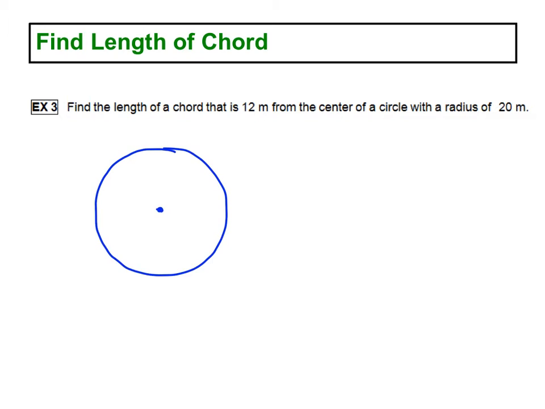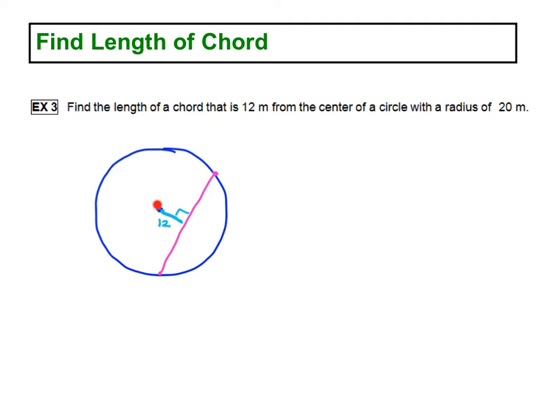We have a chord, so wherever you want to draw in your chord, let's say I draw it in right there. There's our chord. It says it's 12 meters from the center of the circle. So if I draw a line from the center of the circle to the chord, remember that's going to give me a perpendicular angle, and they said that that distance is 12 meters. They said that the chord is 12 meters from the center. The other thing they told us is that the radius of the circle is 20 meters.